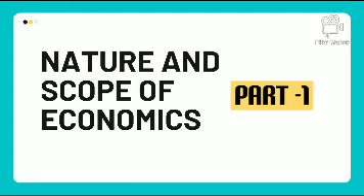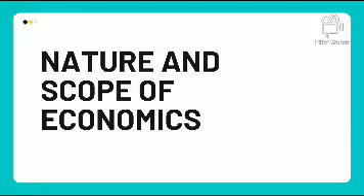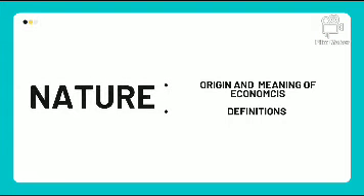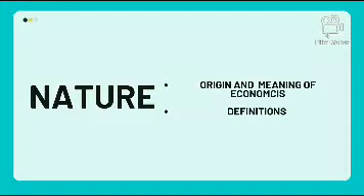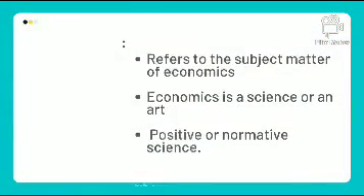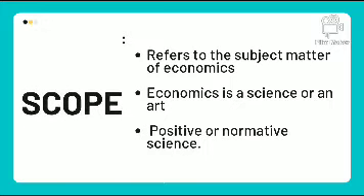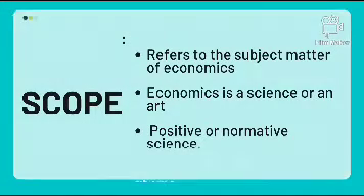By nature and scope, we mean what the subject is all about and what it deals with. Under the nature, we will be studying the origin, the meaning, and the various definitions given by different economists. On the other hand, the scope refers to the subject matter of economics: whether economics is a science or an art, and whether economics is a positive science or a normative science. Under the scope of economics, we would be studying the subject matter of economics.